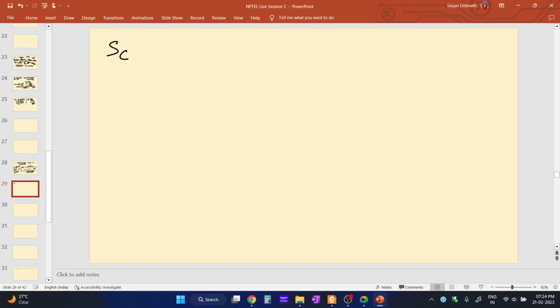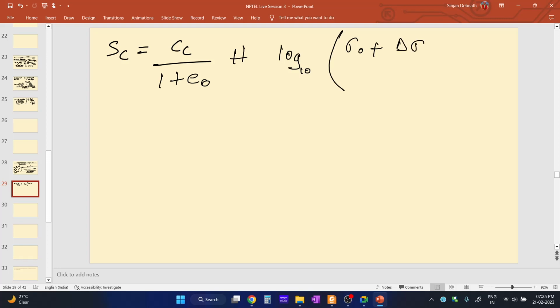The primary consolidation settlement equation is Cc, the compression index, over 1 plus E0, where E0 is the initial void ratio, times H, the thickness of the clay layer, times log to the base 10 of the overburden pressure at the center of the clay layer, that is at 3 meter, plus the stress increase at the center of the clay layer, divided by the overburden pressure at the middle of the layer.